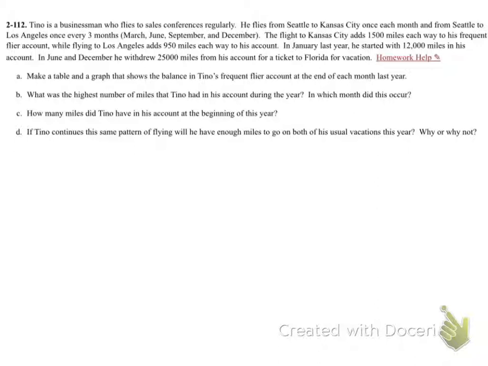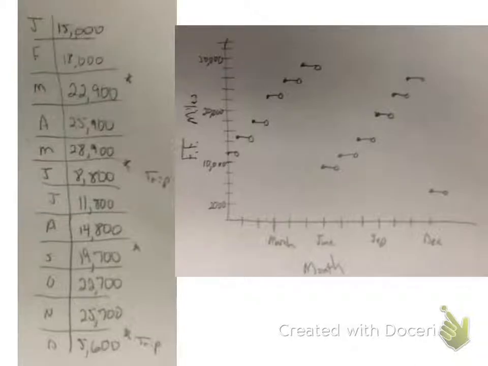How many did they have in account at the beginning of the year? Or beginning of this year, rather. 5,600. Because remember, this is going back and looking at from the entire last year.